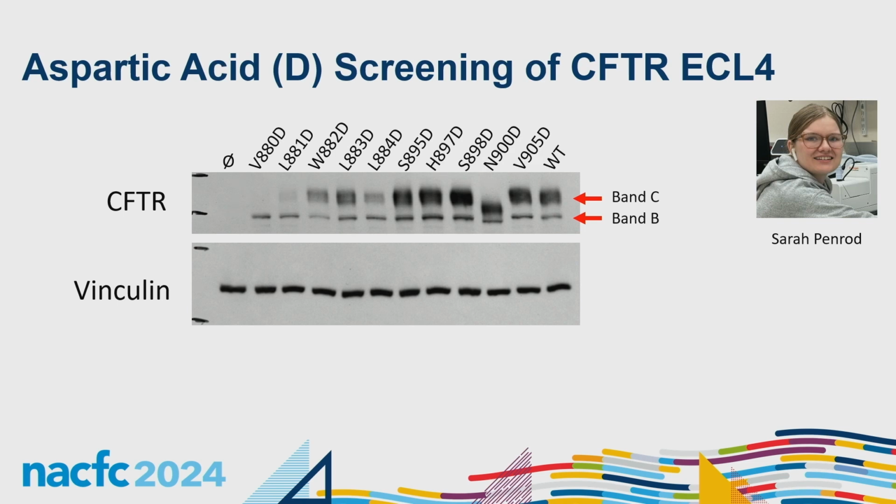So this just gives you an example of it. In each panel, she has empty vector, wild type, and then several other aspartic acid variants. Before I show you the integrated data, I just want to mention one more thing, the asparagine 900 aspartic acid variant. You can see it's so much smaller, because if you recall, asparagine 900 is the second glycosylation site, and mutating it to aspartic acid will certainly cause the loss of the glycosylation site. So it appears that the CFTR is smaller.